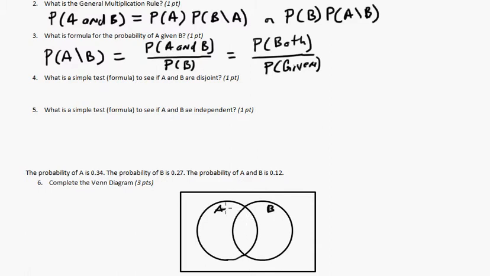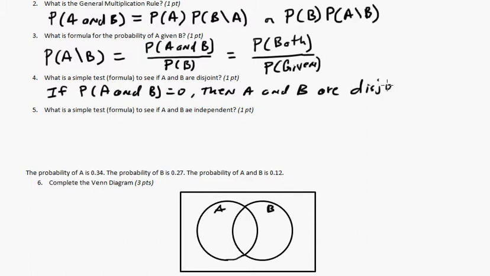Now, a test for disjoint. So two events are disjoint when there's no overlap. So this Venn diagram here represents not disjoint. So what we'd like to know is, maybe we just say if the probability of A and B equals 0, then A and B are disjoint. Otherwise, they're not disjoint. So if you can prove that it's not equal to 0, then they're not disjoint.